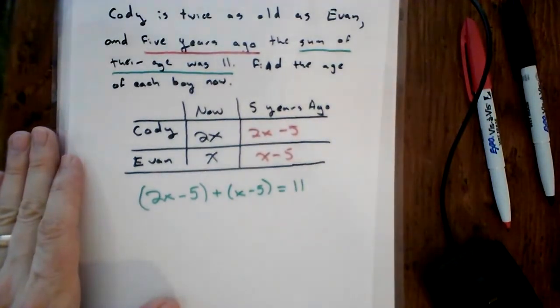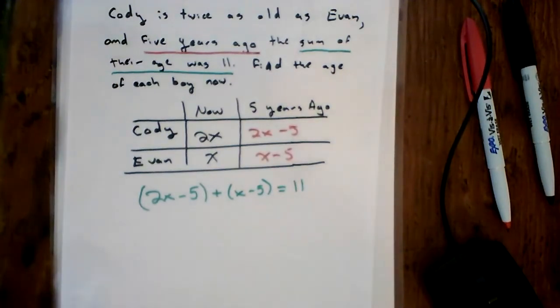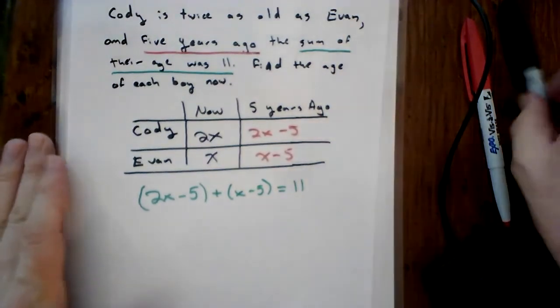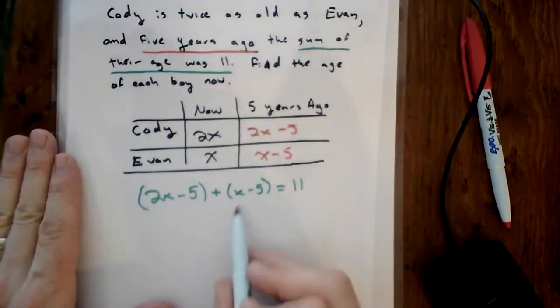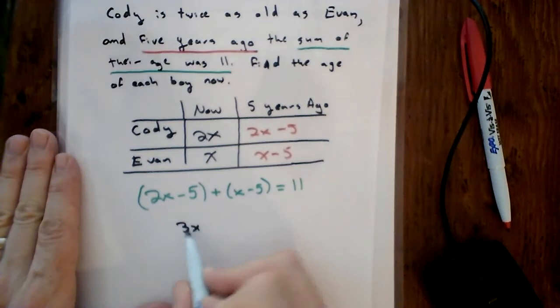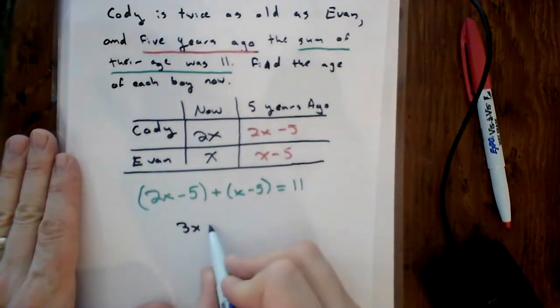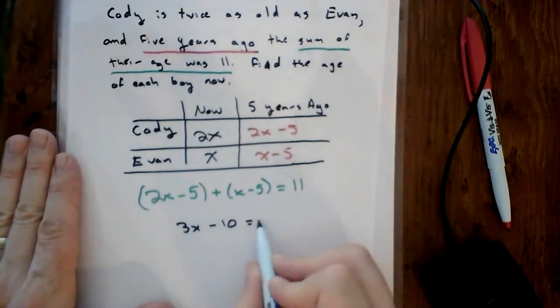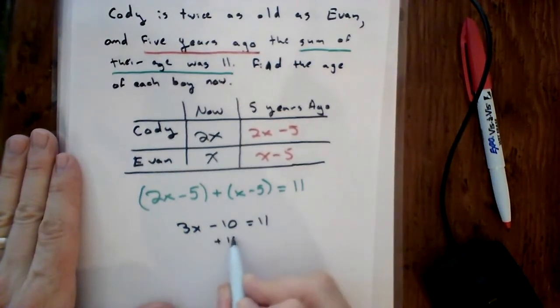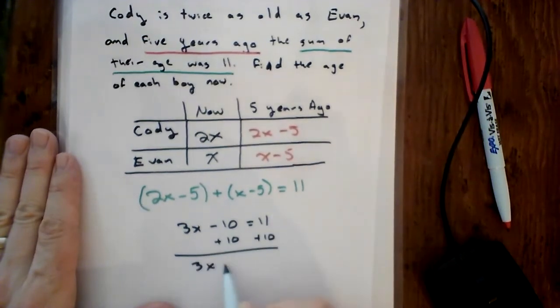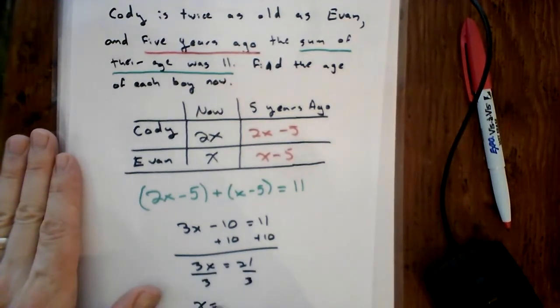Now I have enough information to solve for their ages. I'm going to add these things together, and it looks like I've got 2x and x, so that's just going to be 3x. Minus 5 plus minus 5 is going to be minus 10, is equal to 11. I'm going to go ahead and add 10 to both sides of my equation. So I'll end up with 3x is equal to 21, and then I'll divide both sides by 3. So I've got x is equal to 7.